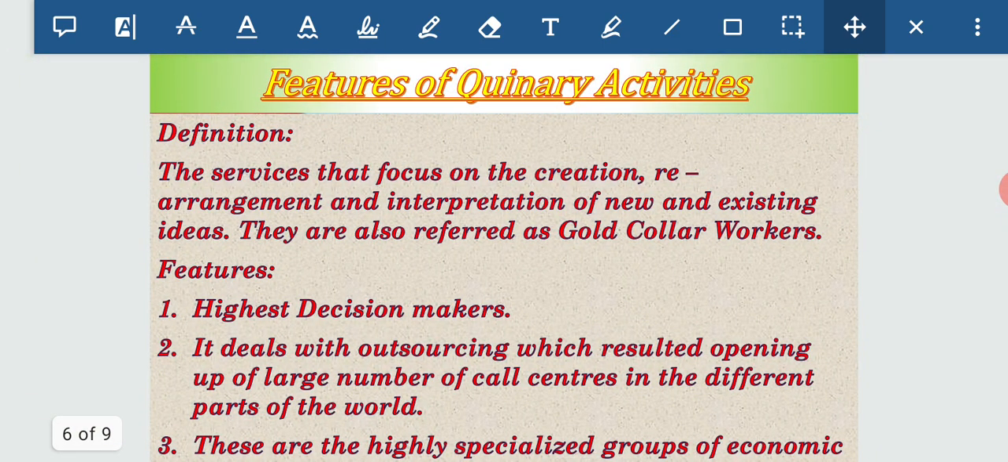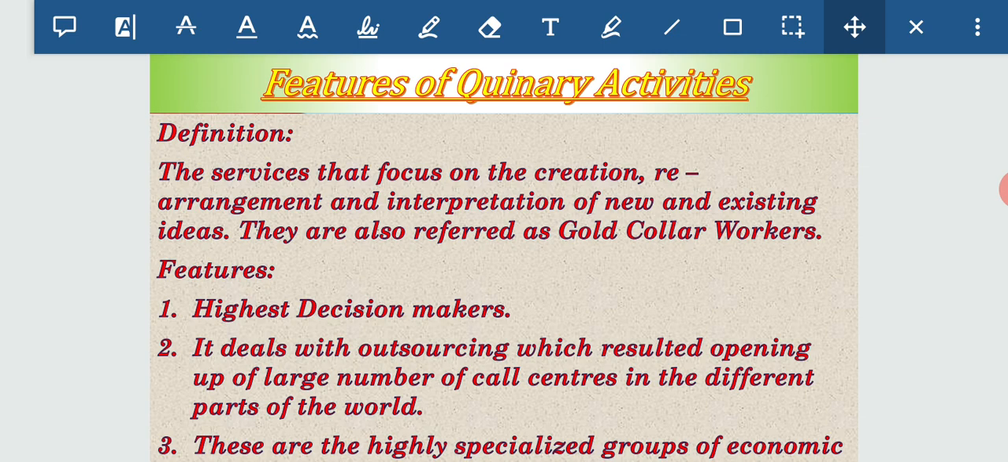Now the last lap of the economic activity, its features: quinary activity. Quinary activity is the most highly specialized form of economic activity. If we see the ladder, the lowest lap is the primary activities and the highest lap of the ladder is the quinary activities. Till date no other activity has been developed or has evolved. So quinary activity is the last lap of the economic activity.